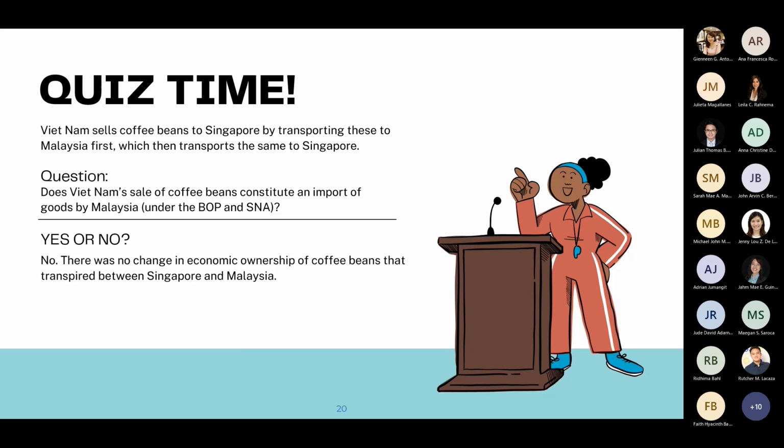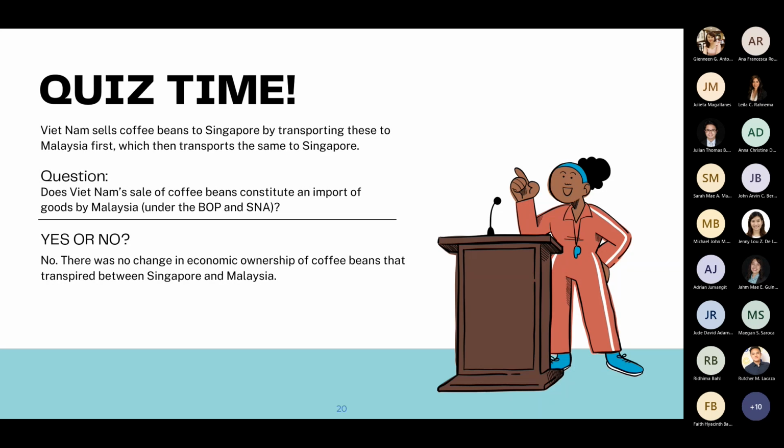The question is if it constitutes an import of goods by Malaysia. If it were an import by Singapore, then the answer is yes. But if it were by Malaysia, the answer is no, because there was no change in economic ownership of coffee beans that transpired between Singapore and Malaysia.